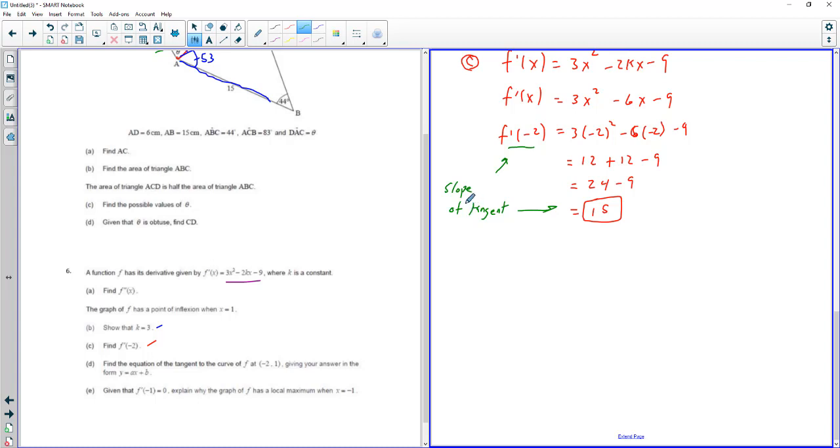Okay, so they want me to write the equation of this tangent at negative 2, 1. Give your answer in this form: y equals ax plus b. So I'm very popular today with all these text messages I'm getting.